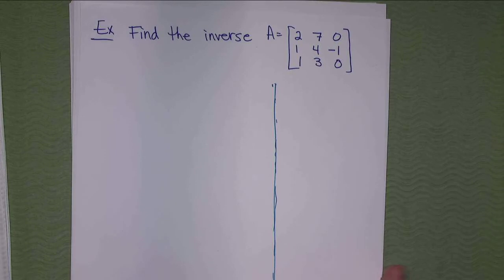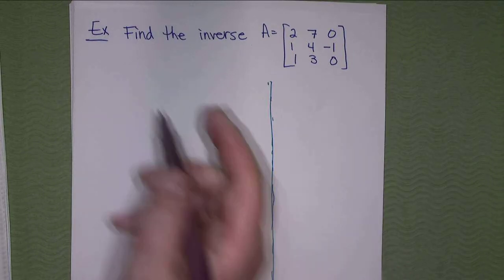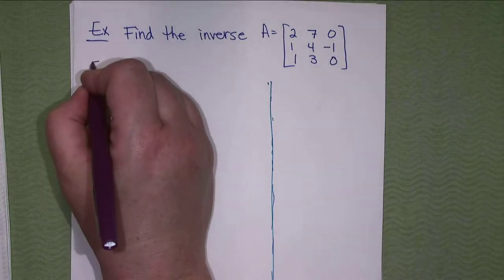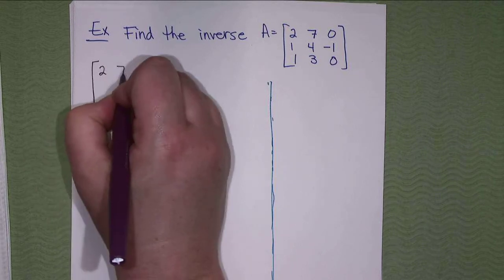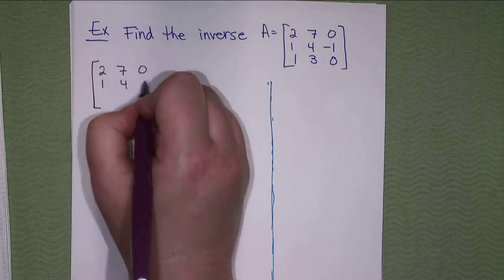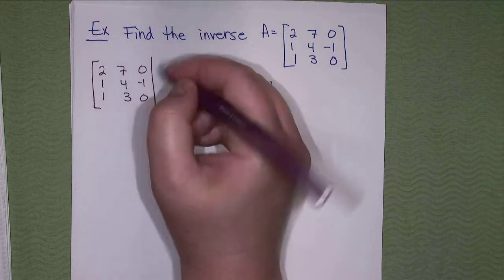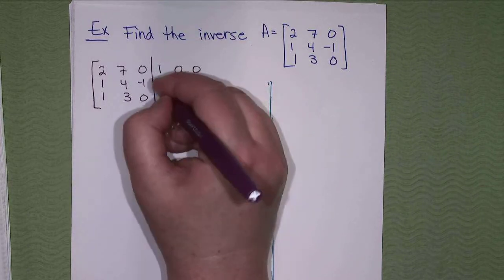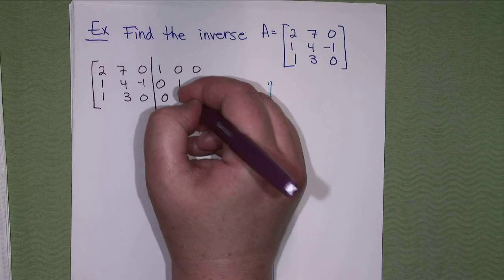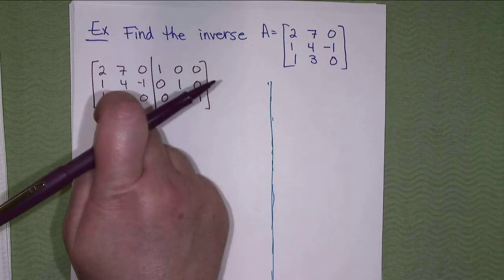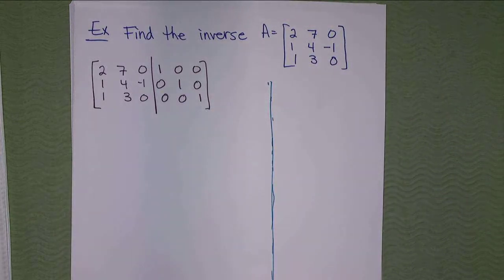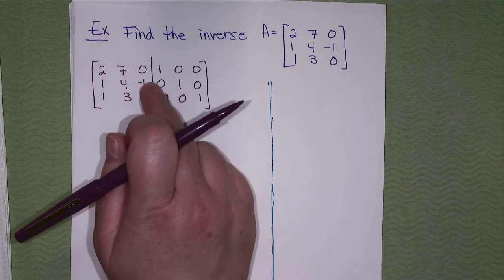All right, so let's put it here. 2, 7, 0, 1, 4, negative 1, 1, 3, 0. My other advice before you start is double check that you've actually written the matrix the same. I've seen that. People copy it down wrong from one line to the next at the start, and they've actually calculated the wrong one.